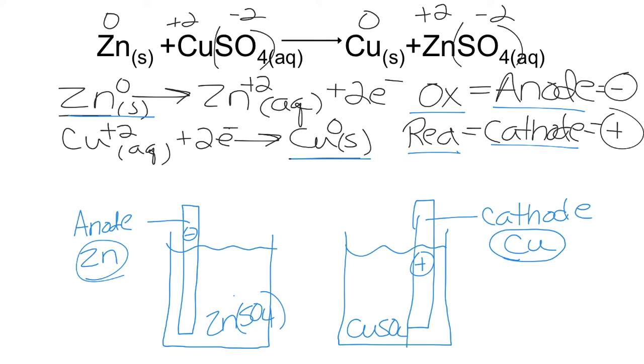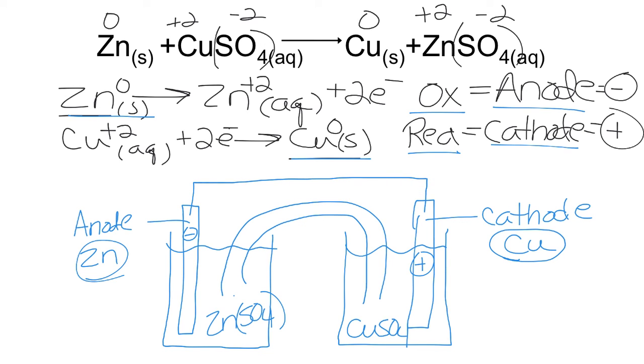We would need to put in the salt bridge. The salt bridge allows for the flow of ions between the two beakers. And then we would need to connect our two metals with a wire. If we wanted to measure the voltage being produced, then we would have to connect the wire to a voltmeter to measure the amount of voltage that was being produced by the reaction.